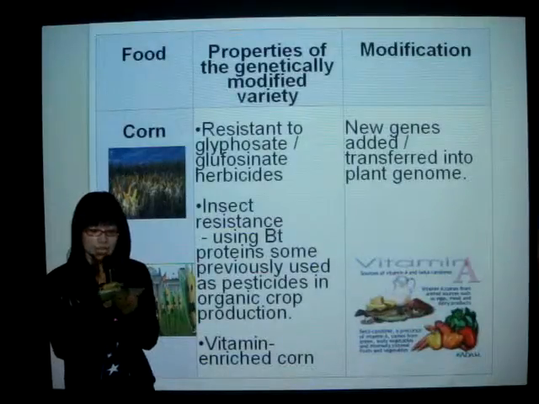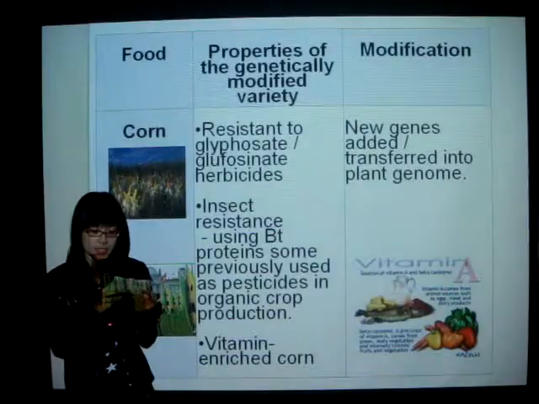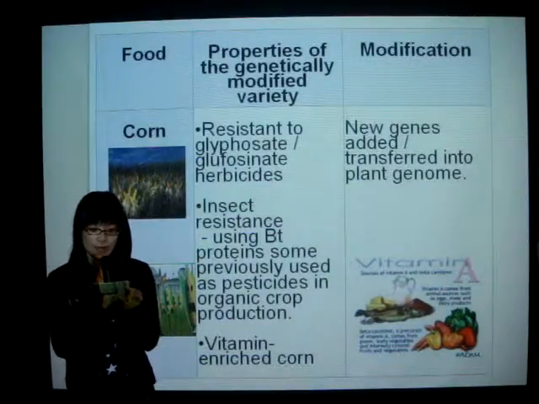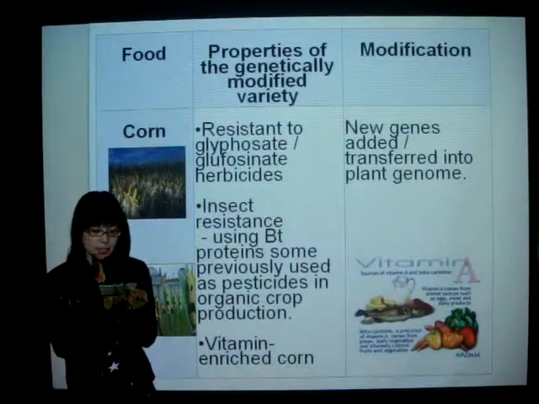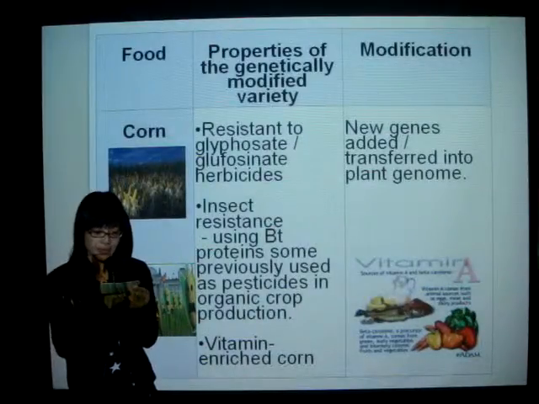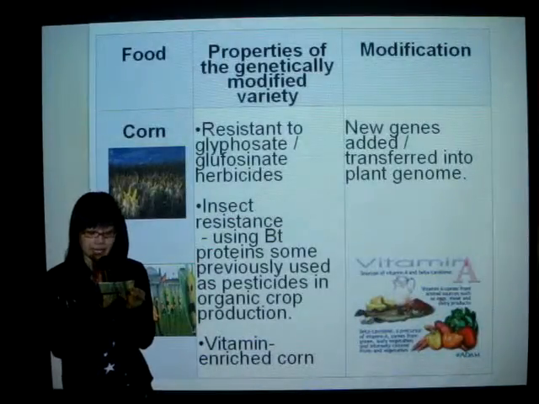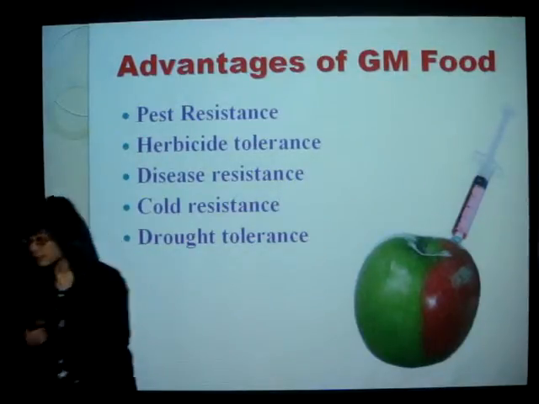One example of GM food is corn. It is genetically modified so that it can resist herbicides. Also, it is insect resistant, so it can increase production yields. Moreover, there is improvement in nutritional value, such as the production of vitamins and an increase in beta-carotene value. Now I'm going to pass the time to Harrison.